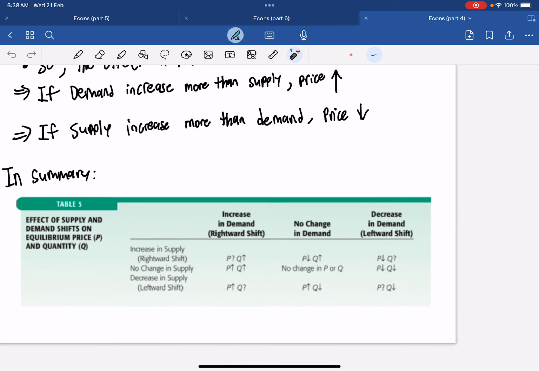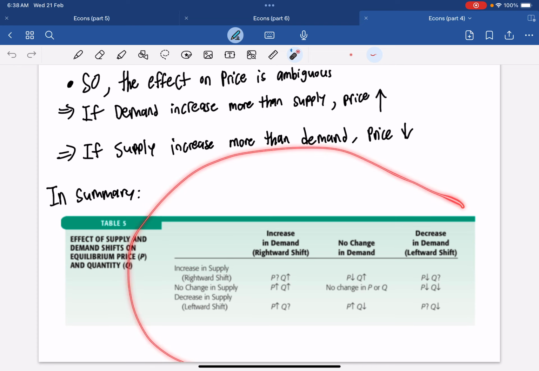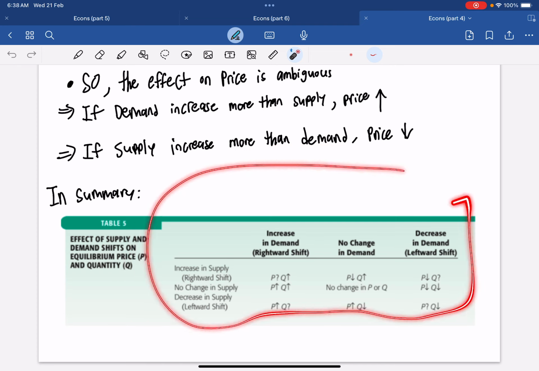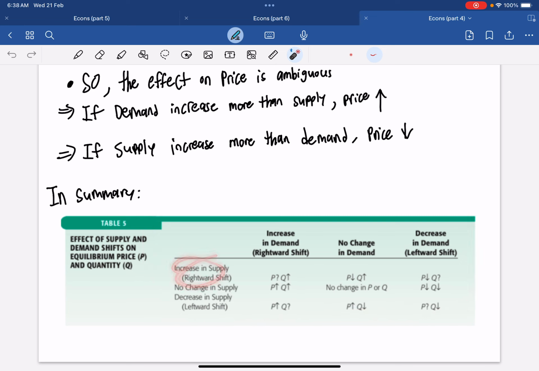In summary, we can see the effect of the supply and demand on equilibrium price and quantity through this table. Let's say you have an increase in supply and an increase in demand. You're not sure of what the price will do, but you know quantity will go up. If you have just an increase in supply, no change in demand, then it's straightforward. And if you have a decrease in demand and an increase in supply, then we know that price will definitely decrease, but we are not sure about the quantity.